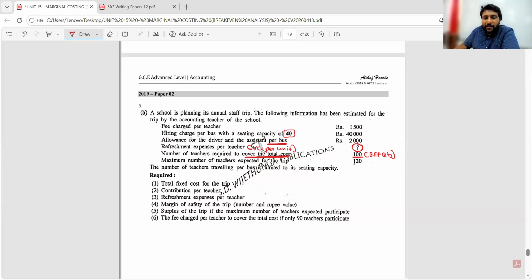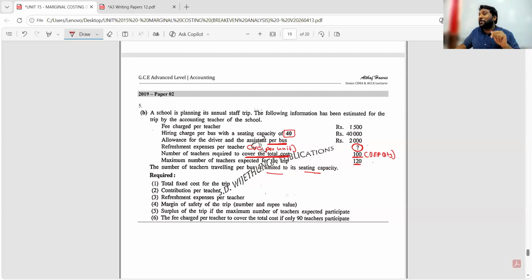Maximum teachers are 120. The number of teachers traveling per bus is limited to the seating capacity. Now you might say, sir, if 41 came, let's somehow put that teacher on the driver's seat. You can't do that. If there are 41 teachers, you have to take how many buses? 2 buses. Fine. So they are asking us to find the total fixed cost. How to find it in this question?